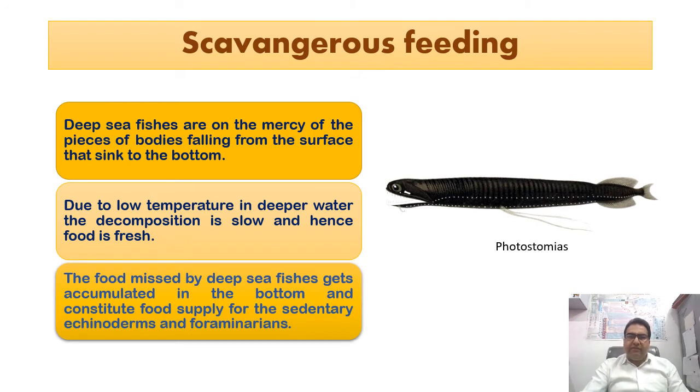So these very fishes are scavengers in nature because food is very scarce. They have to feed on dead matter, or they are at the mercy of the pieces which fall from the upper zone. The predator which eats its prey in the upper zone, the pieces of that very prey fall down, and they are at that very mercy.